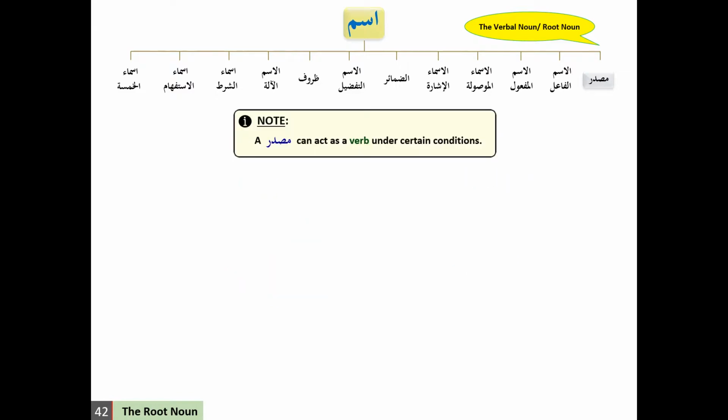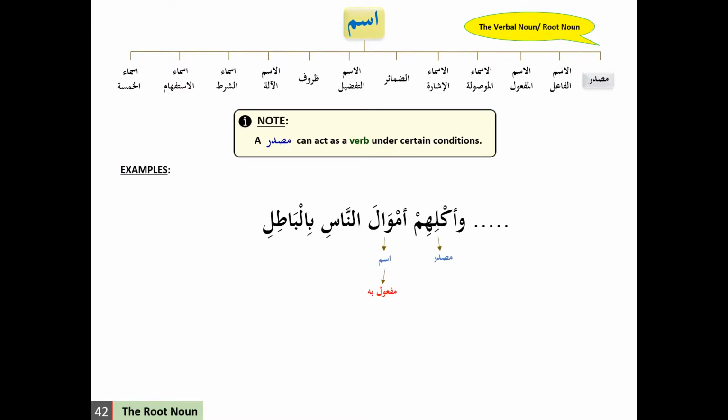So with regards to the masdar, it has a very rare function in that it can sometimes act as a verb if certain conditions are met. This is a very rare instance, and there are only a few examples of it. But since we're discussing masdar now, it is a good time to bring your attention to this. So let's have a look at some examples.